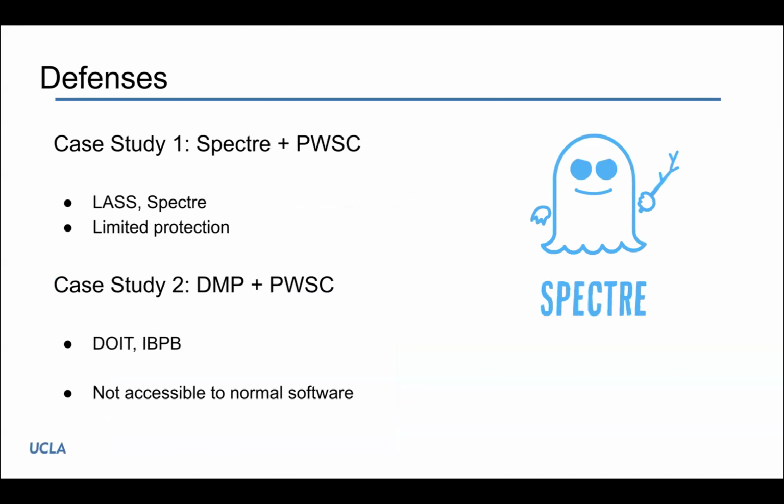And there are some defenses for both case studies. For case study one that Junze just introduced, we have Spectre mitigations, sorry, there's a typo, we have Spectre and LASS, but it turns out that it gives only limited protection. And for my case, we have Intel's DOIT and IPRED to disable the DMP, but it's not accessible to normal software.